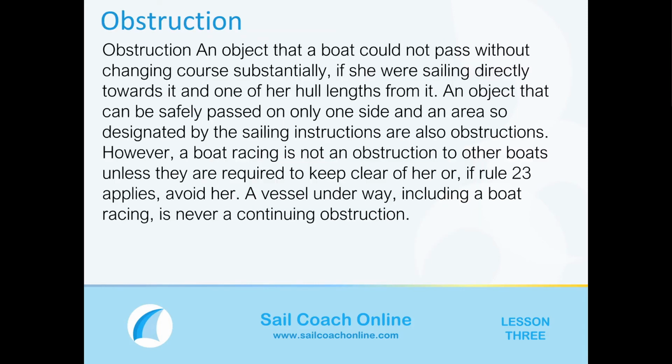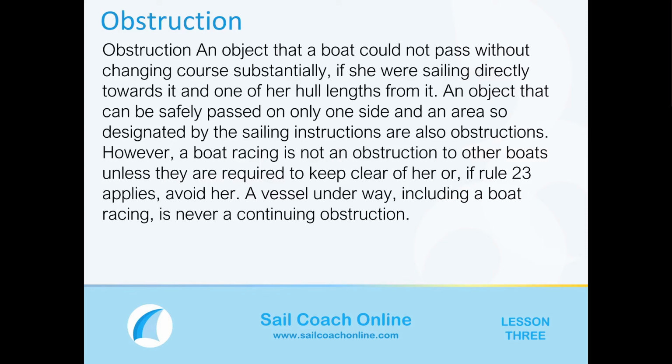Next, we'll look at obstructions. An obstruction is an object that a boat could not pass without changing course substantially if she were sailing directly towards it and one of her hull lengths from it. An object that can be safely passed only on one side and an area so designated by the sailing instructions are also obstructions. However, a boat racing is not an obstruction to other boats unless they are required to keep clear of her in Rule 23. A vessel underway, including a boat racing, is never a continuing obstruction.